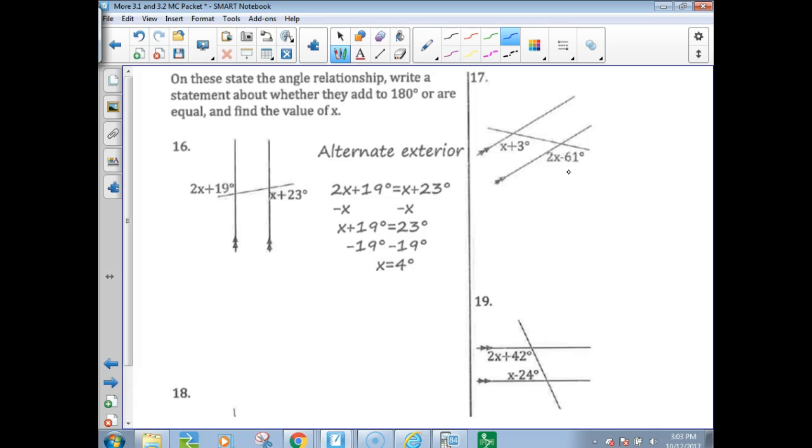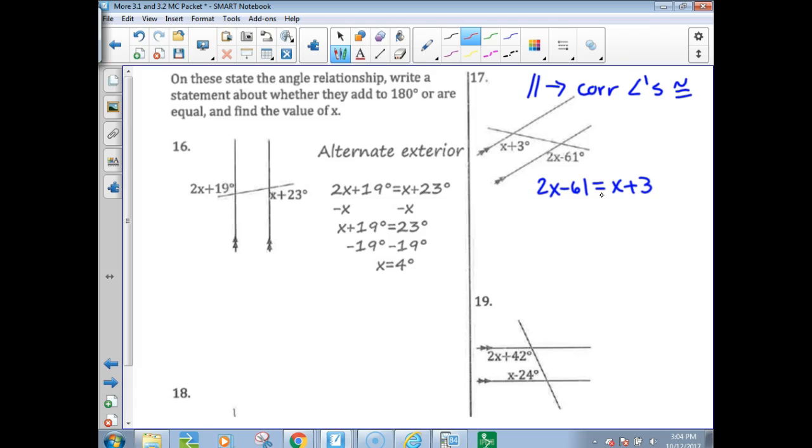What I'm looking for here, I'd like to try to actually get a little bit more out of you in that. You need to know that these lines are parallel to say what you're going to say. So what kind of angles are where the x plus 3 is and the 2x minus 61? They're in the same position, so they're corresponding. So parallel implies corresponding angles congruent. Now you've told me that you know they're congruent and what kind they are. Since they're parallel lines here, you can say these angles are congruent. And I'll just do 2x minus 61 equals x plus 3.